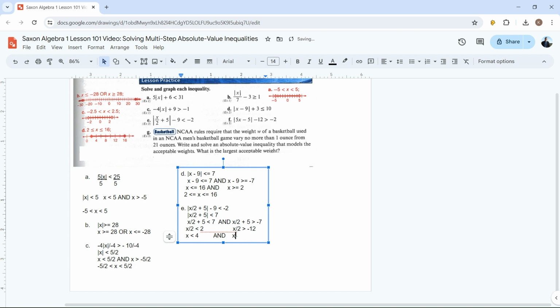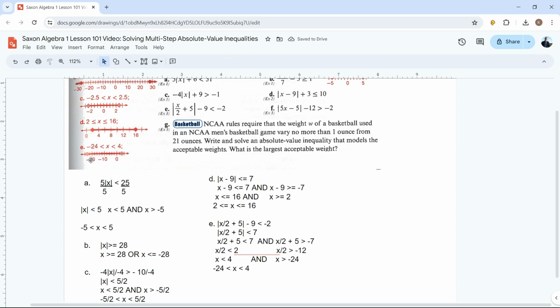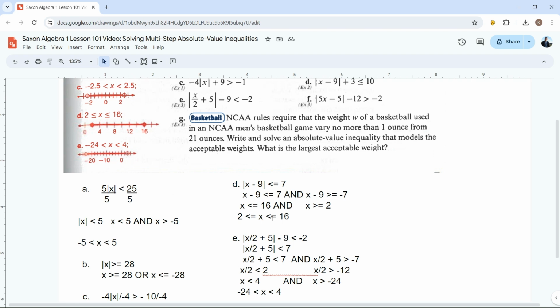X when I multiply by 2 is greater than negative 24. So my final expression is going to be negative 24 is less than x, which is less than 4. Let's make sure I got letter E right. Letter E, negative 24 is less than x is less than 4. Notice the open circles, and I shade in between.